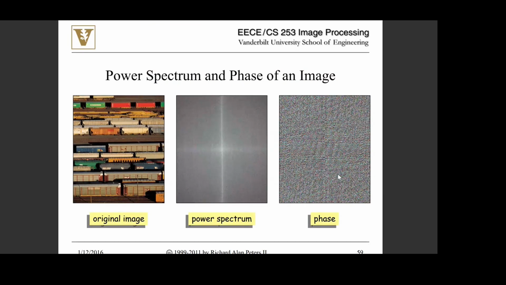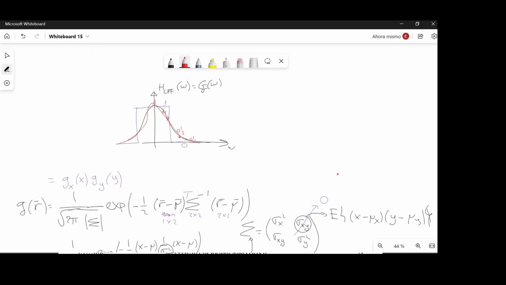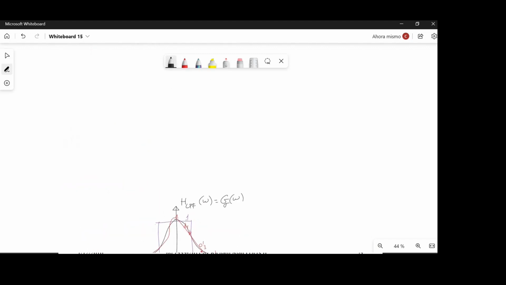And what about the power spectrum? So we have the original image, the power spectrum. We have said this at the beginning in some of the previous classes, but the power spectrum of an image is, by definition, the Fourier transform of the autocorrelation of that image. And the autocorrelation of that image depends on a lag.